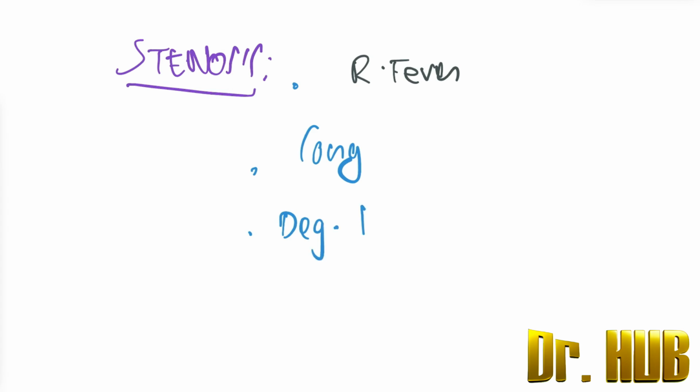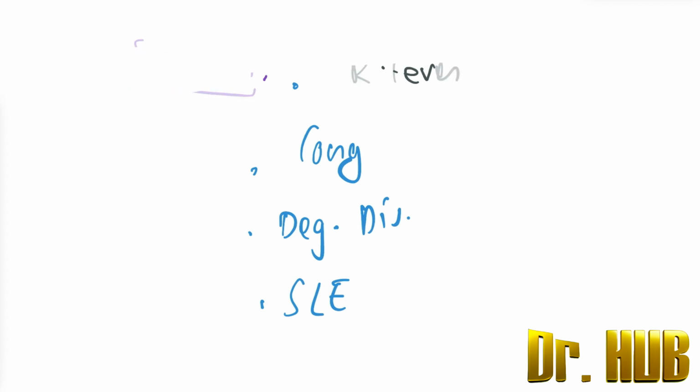In stenosis, it can be due to rheumatic fever. It can be due to rheumatic fever, then congenital factors, and then degenerative diseases, as well as the presence of SLE, that is lupus. Then we move on to regurgitation.